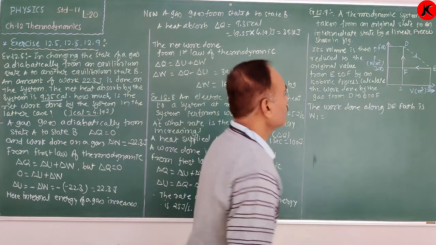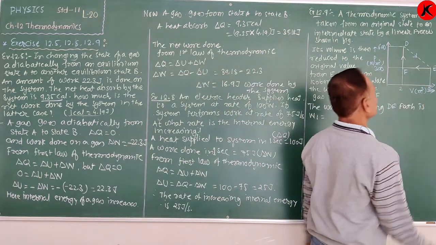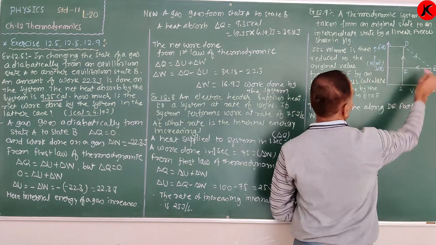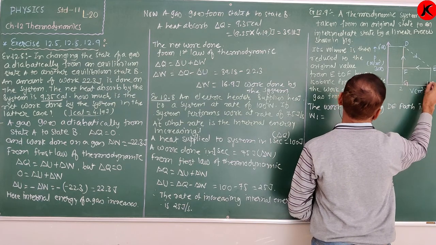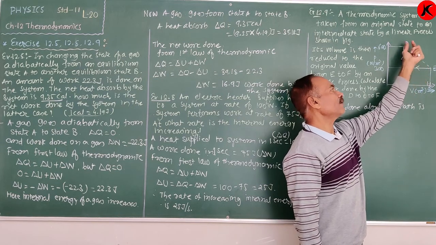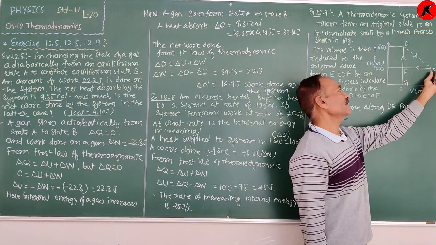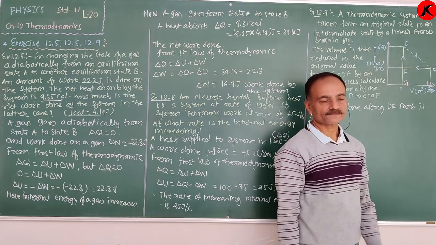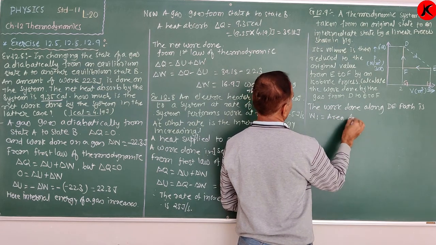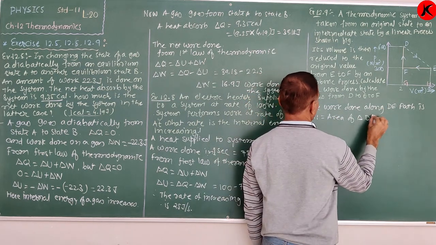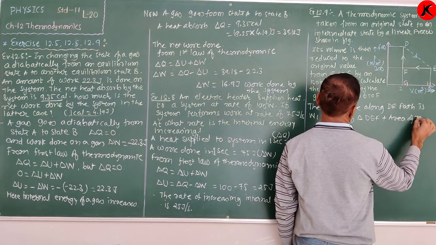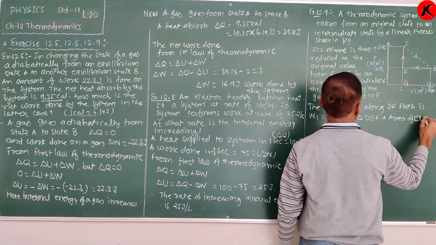So here for the D to E path, the area enclosed by the graph is this triangle plus rectangle. EF, that is G, and that is our H. So the work done for D to E is equal to the area of triangle DEF plus rectangle EFGH. So it is equal to the area of triangle DEF plus the area of rectangle EFGH.